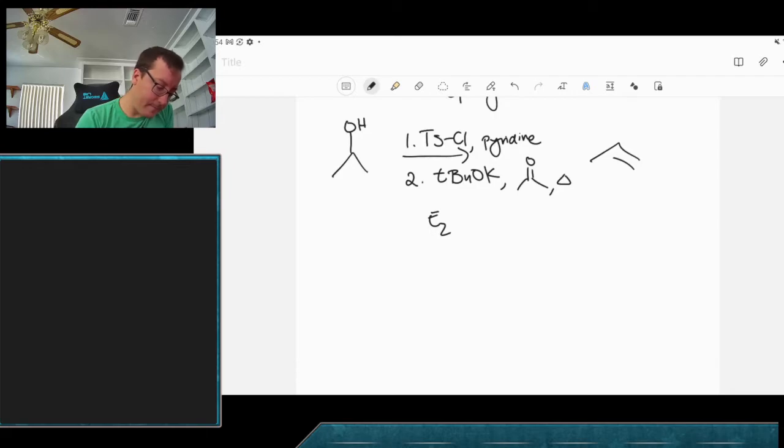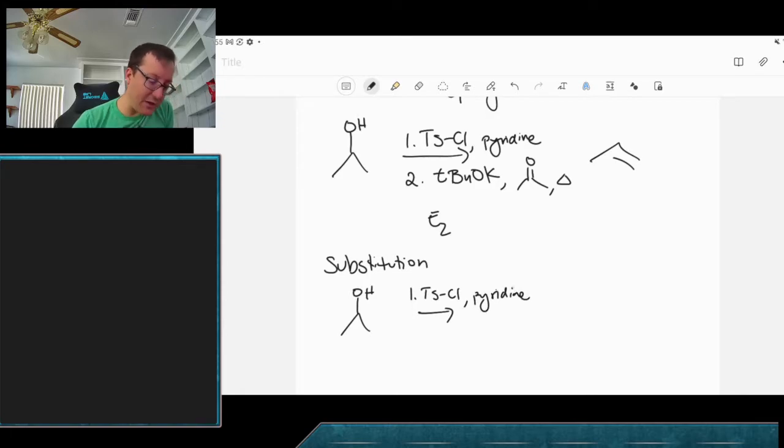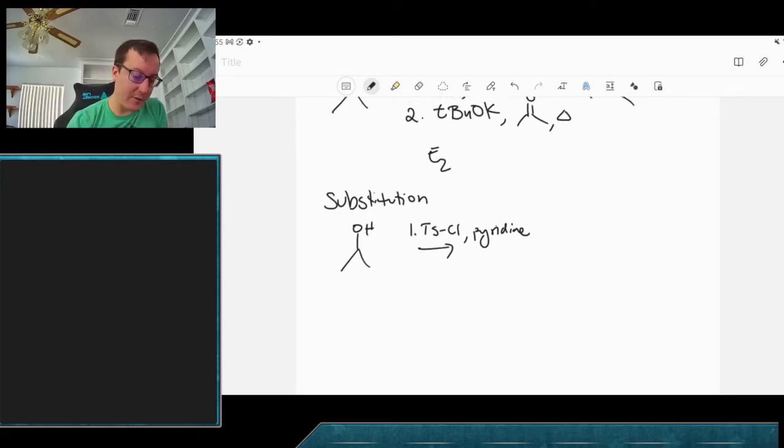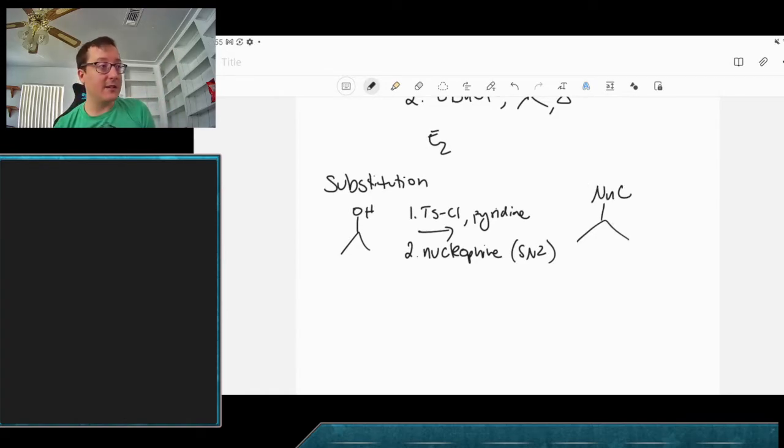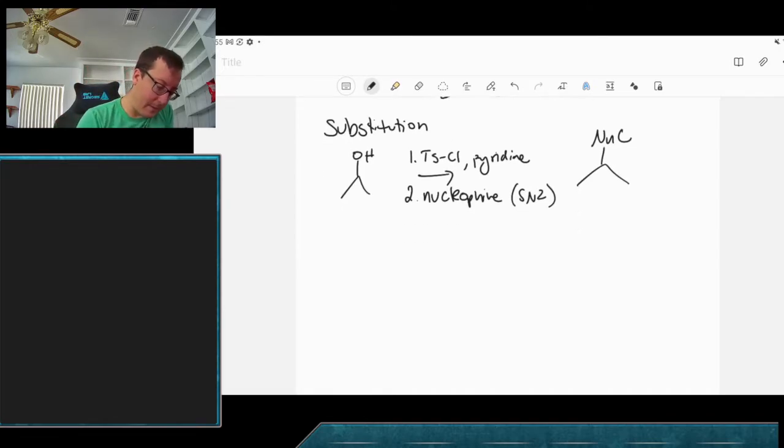With substituting them, we have a couple of ways. We could tosylate, make that OH into a leaving group, and then we can put in some sort of nucleophile. And that would be an SN2 type process, where our nucleophile replaces the tosylate. So we can do that with iodine, with chlorine, with a cyanide, whatever. For example, yeah, we could do that.